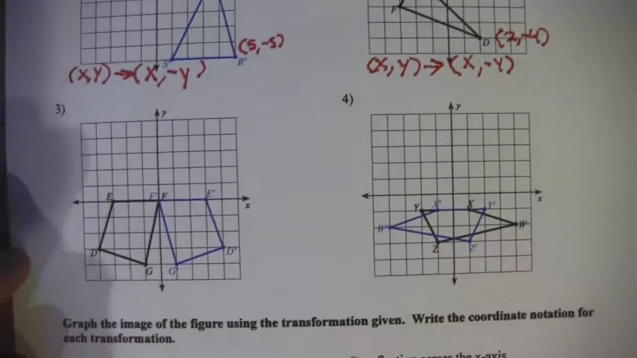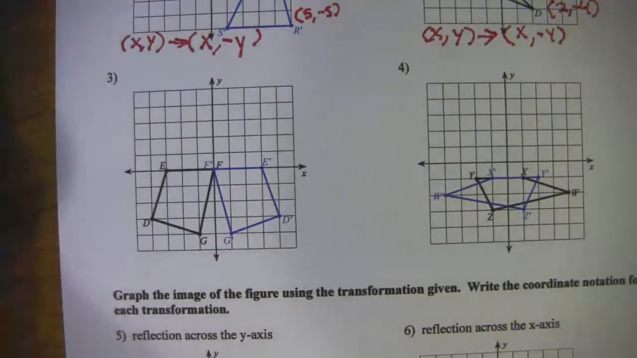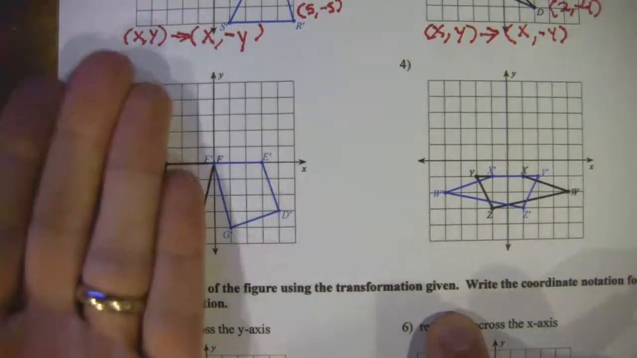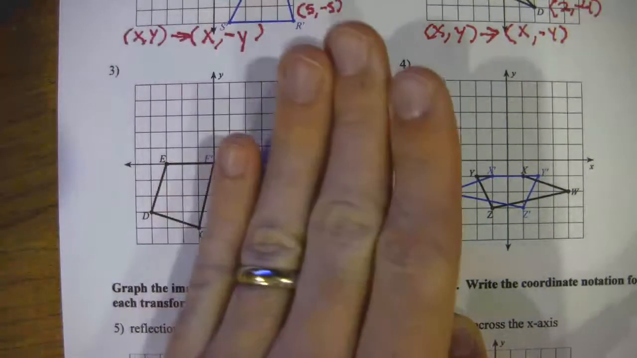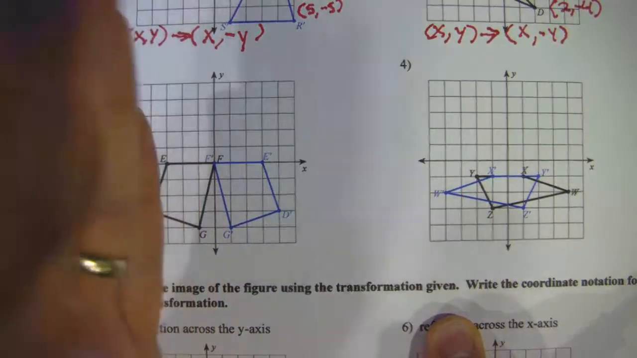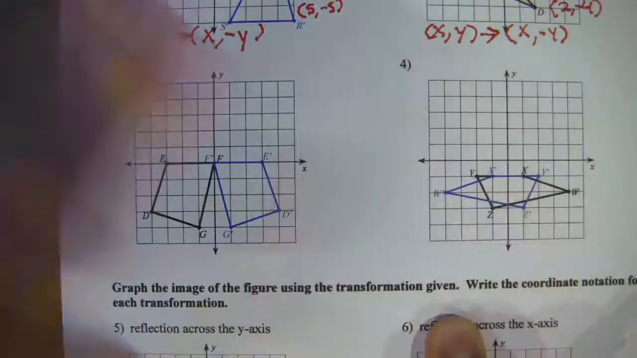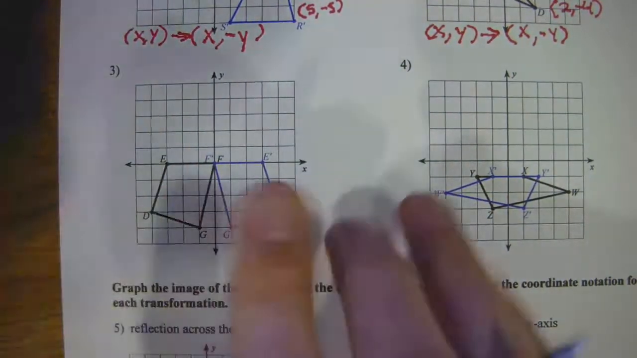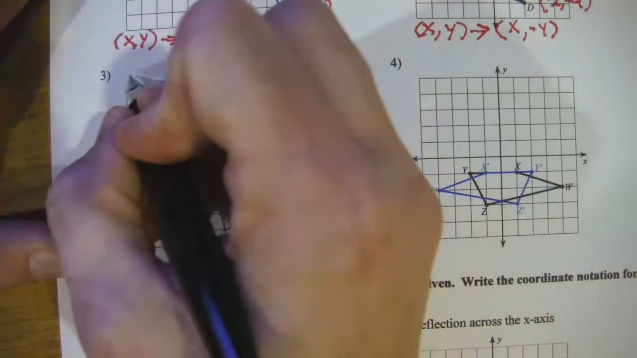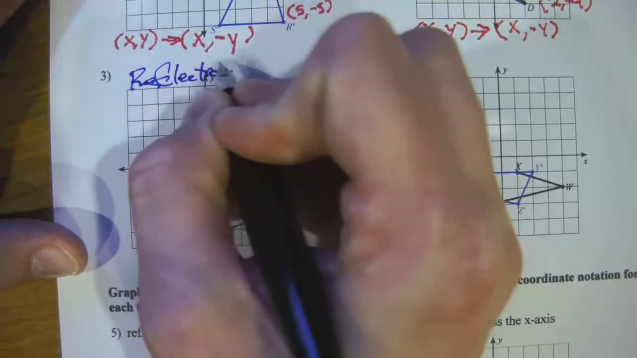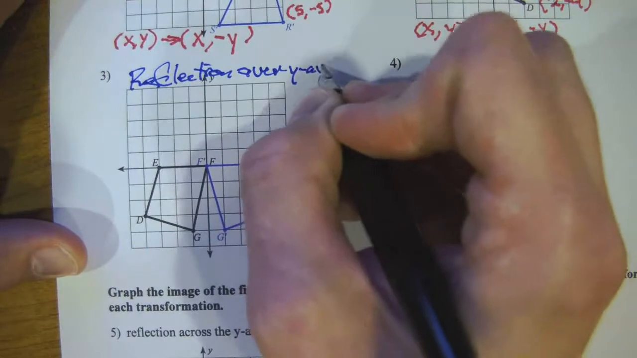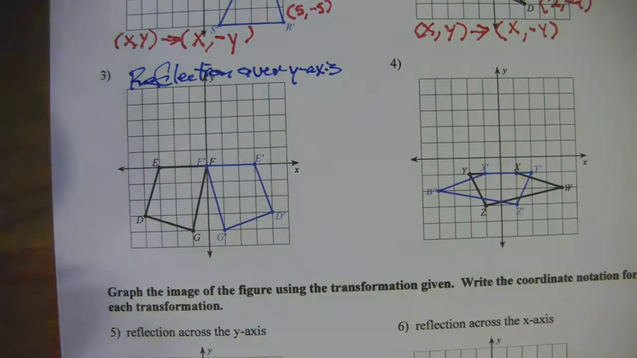Let's try it again. Uh-oh, this time we've got something different. This time it looks like, here's my original, it looks like I've brought it up and over from left to right. So that means it looks like it's gone up and over the y-axis this time. So here's that y-axis. Notice both sides kind of mirror around it. So I could say that this is a reflection over the y-axis.